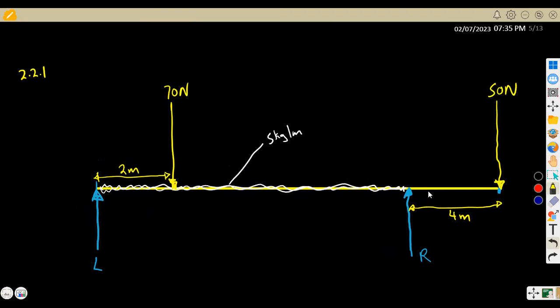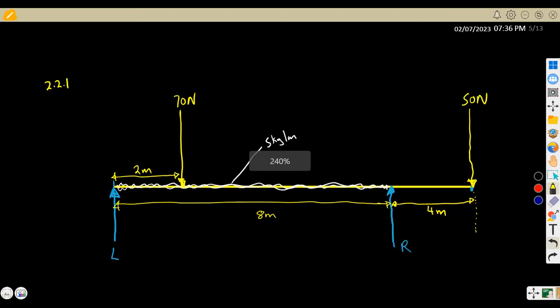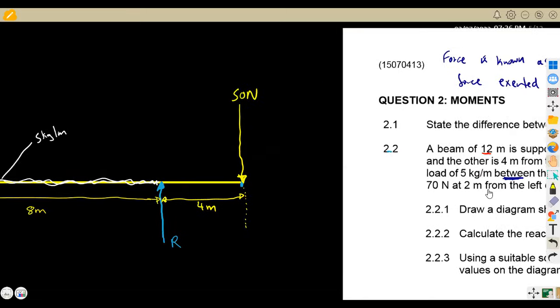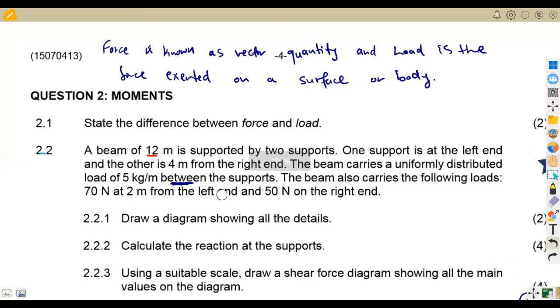Remembering that previously we are given that this whole beam is 12 meters. So between L and R here, we are going to remain with 12 minus 4, because this is 4 meters. So 12 minus 4 is going to be 8 meters. So this was the diagram. The first question was for you to just draw this diagram. Later on we shall talk about the other part, but for the diagram, it was fine like that.